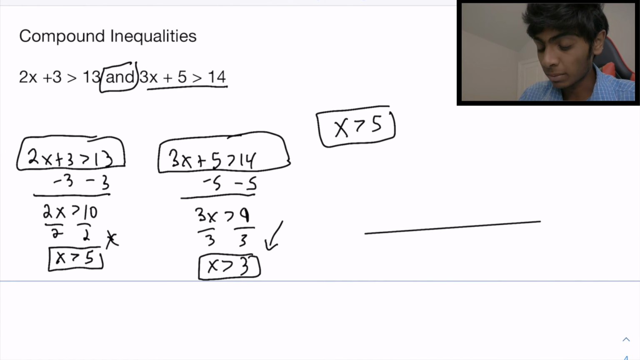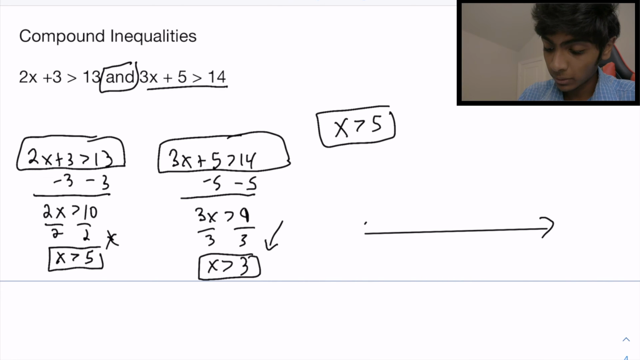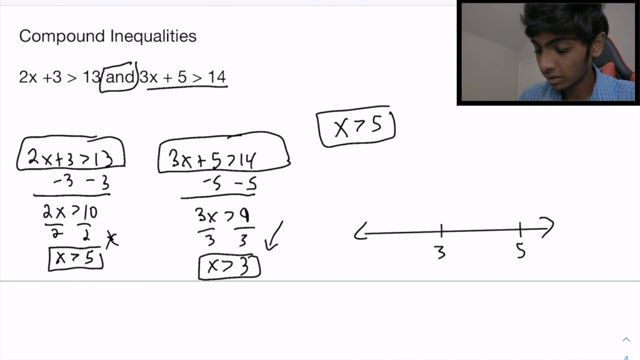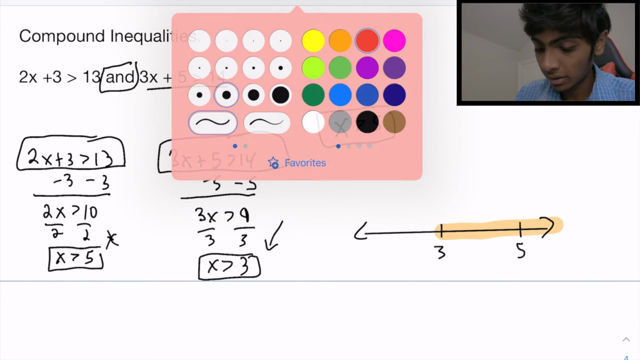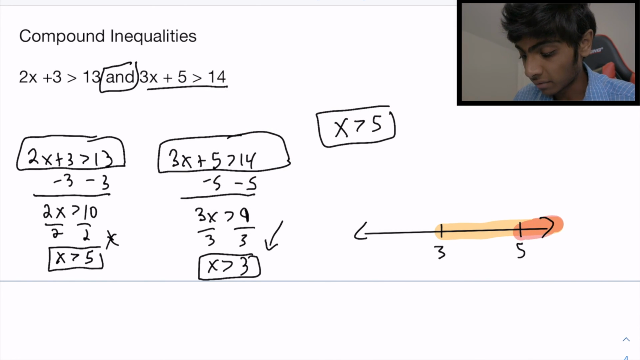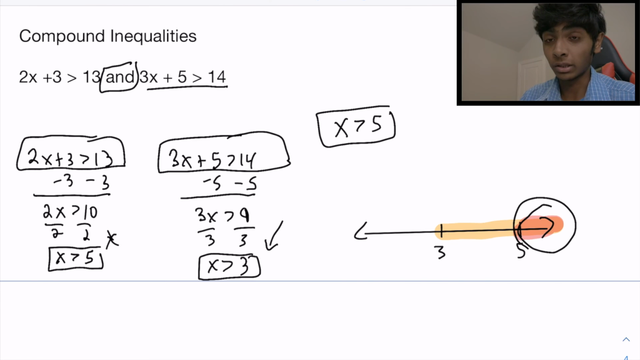And another way to think about it is through a number line. So let's say we have a number line and our answers here are 3 and here is 5, right? So let's use a highlighter, and everything past 3 and everything past 5 is going to look like that. So this overlap right here, that's our possible answers, because that matches up for both of the inequalities. So that is why our answer is going to be x > 5.